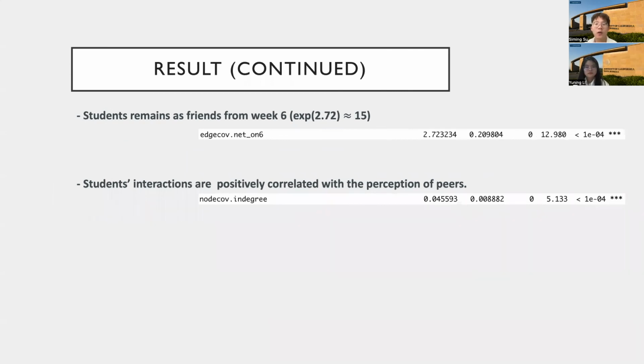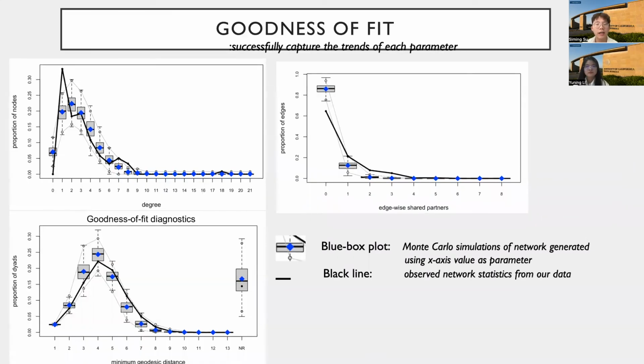Here are a couple of more interesting results. Students are 15 times more likely to continue interactions throughout the whole term once they have initialized the contact since midterm. Students' interactions are positively correlated with the perception of peers as well, based on the p-values listed over here. Using Monte Carlo simulations of networks generated for different parameters by the ERGM model, we find that the change in degree, edgewise shared partners, and minimum geodesic distance of our data has been successfully captured by our model.